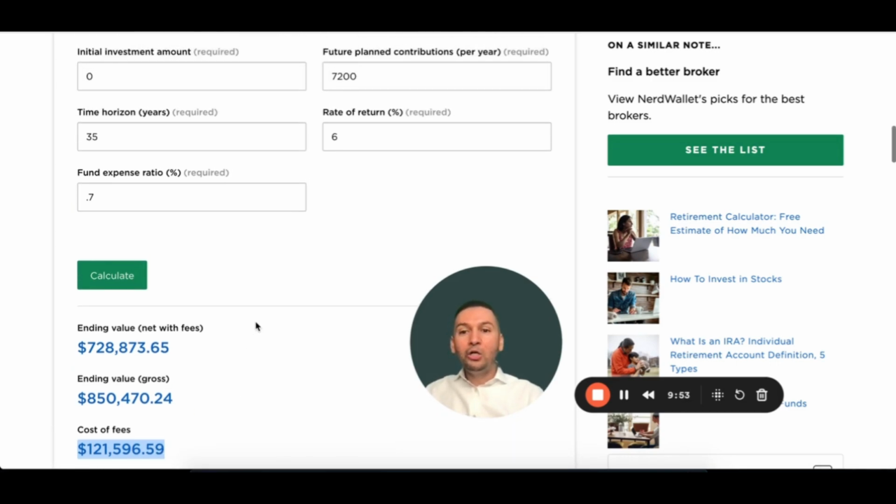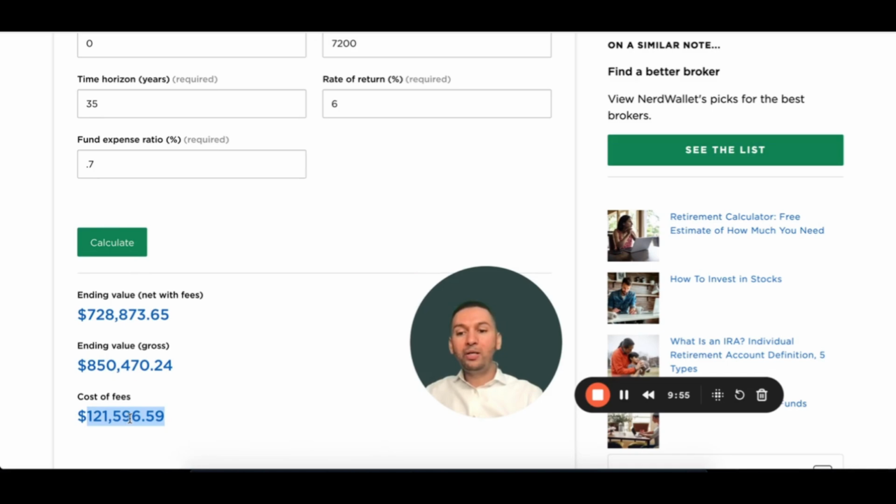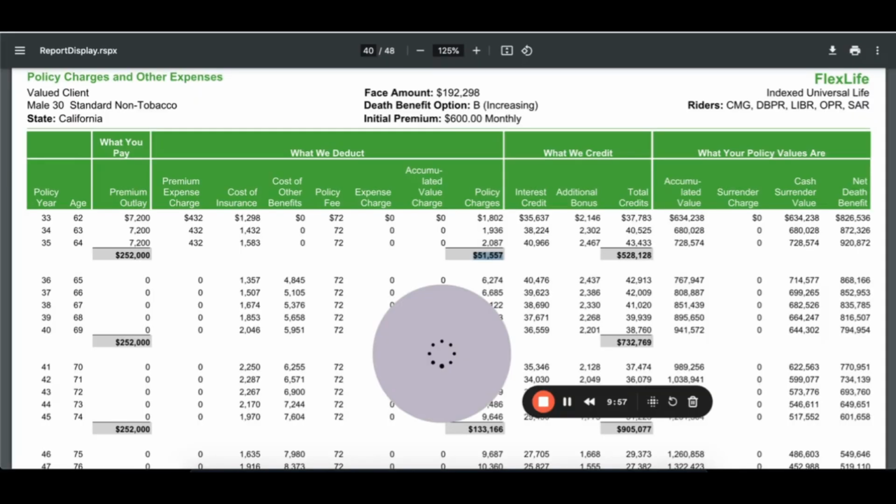So would you rather pay $121,000 in fees, or would you rather pay $51,000 in fees? So when people talk about the IUL and say it's very expensive, high fees, that's only if you give a high death benefit, which is why you have to work with an agent that knows what they're doing. Now, this $51,000, what does it get you? It gets your family almost $200,000 of death benefit.